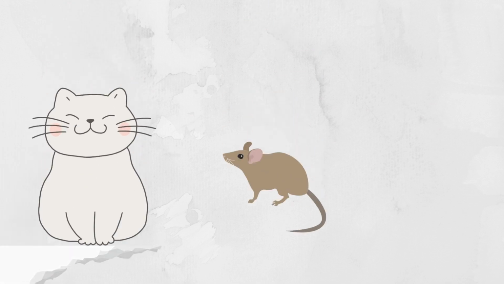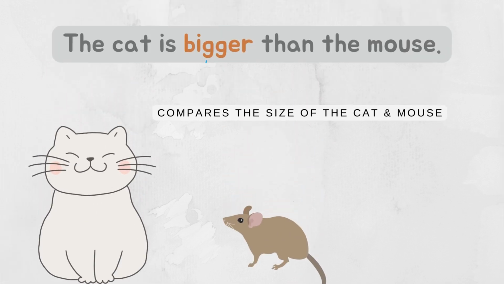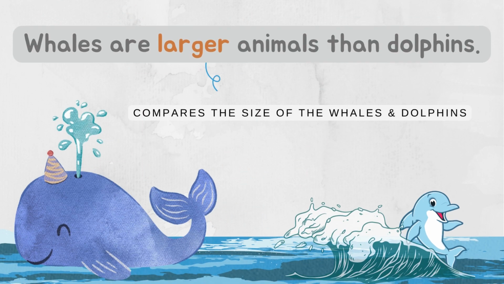For example, in the sentence, "The cat is bigger than the mouse," bigger is a comparative adjective comparing the size of the cat and mouse. In the sentence, "Whales are larger animals than dolphins," the word larger is a comparative adjective as it is comparing the size of two animals.